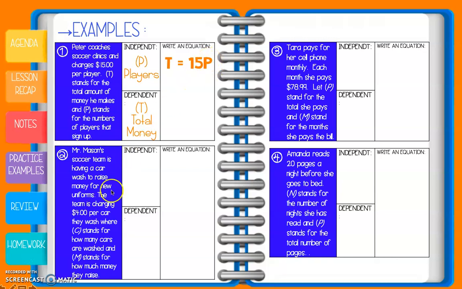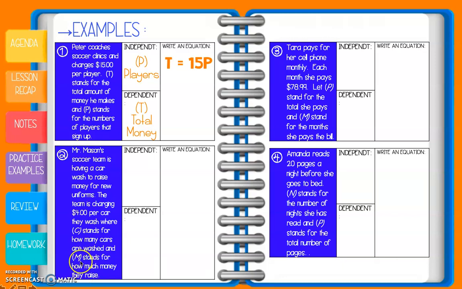All right, let's look at number 2. Number 2 says, Mr. Mason's soccer team is having a car wash to raise money for the new uniforms. The team is charging $4 per car, so we know that's multiplication, $4 for every car. C stands for how many cars they wash, and M stands for the amount of money that they raise.